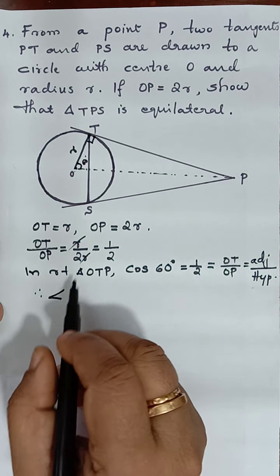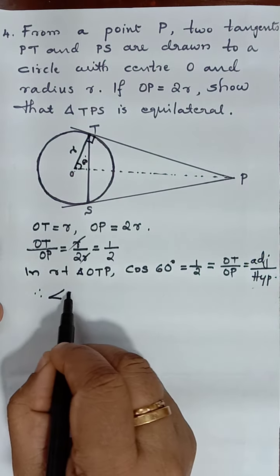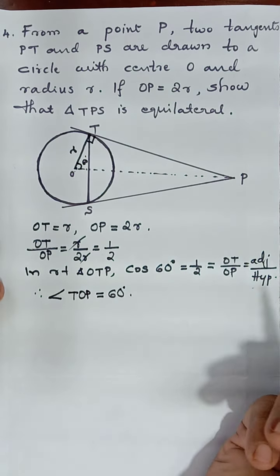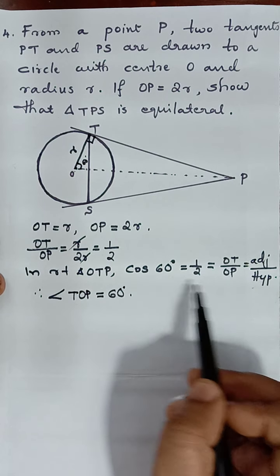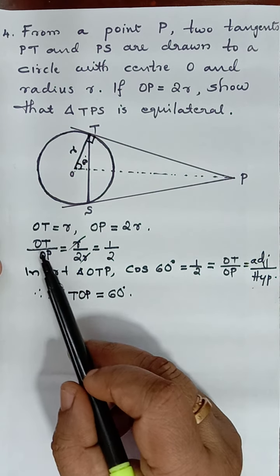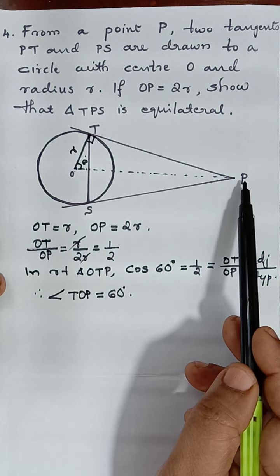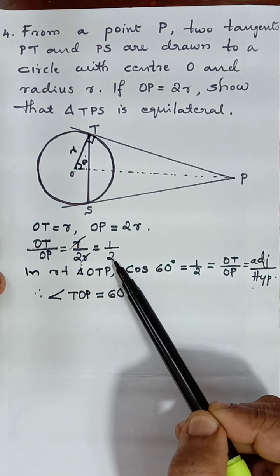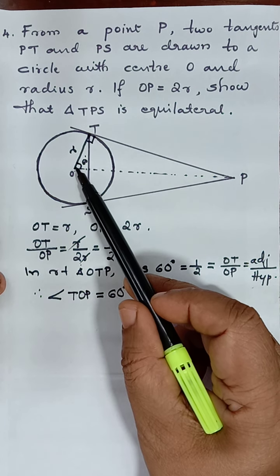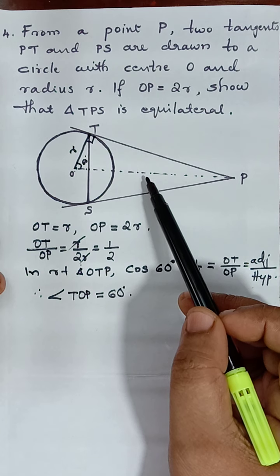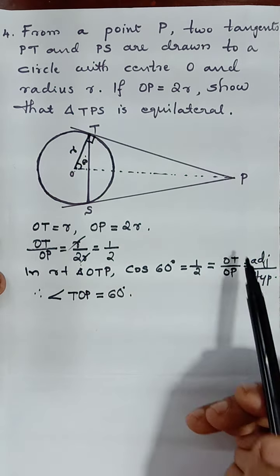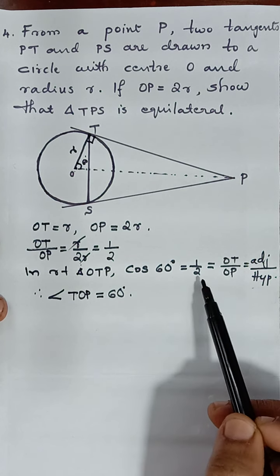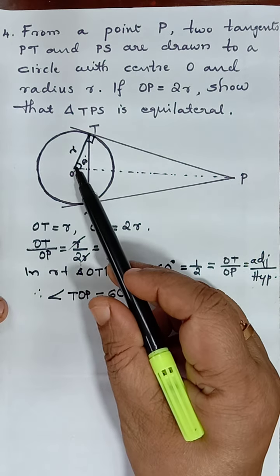Therefore, angle TOP is equal to 60 degree. This we got using trigonometry. So taking the ratio first, we are taking OT by OP. OT we know is R, OP is 2R, therefore we are getting 1 by 2. That is, when we consider this angle, it is adjacent side by hypotenuse. If adjacent side by hypotenuse equals 1 by 2, that is cos 60, and we get this angle as 60 degree.